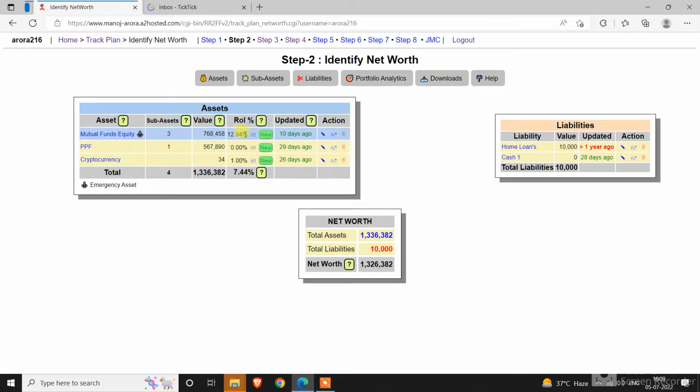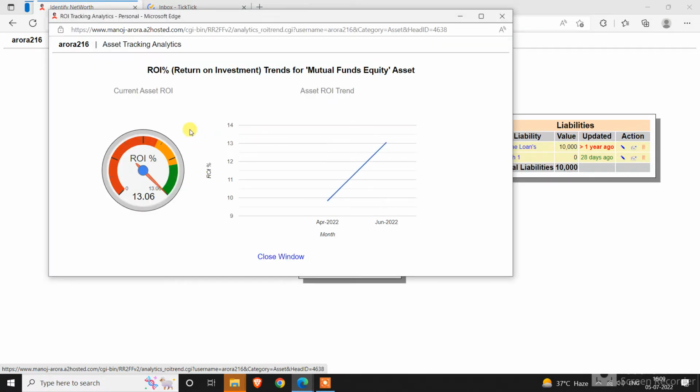In the listed ROI for each of the assets, you would see a graph icon along with it. This graph icon is basically going to take you to the tracking history of this particular asset. If I click on this icon for the first asset, which is mutual funds equity, I would see two different charts. The first chart is a gauge chart, or a speedo chart, which shows me the current ROI, 13.06 in this case.